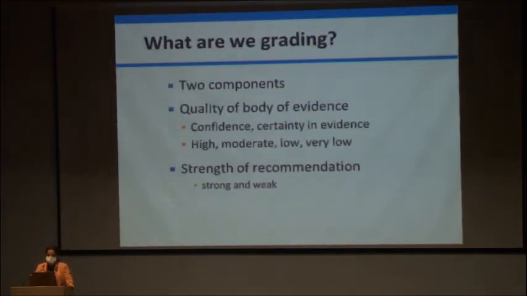So what are we grading? There are two components. The first is the quality of the body of evidence, and there's a discrete categorization here. There are 4 categories: high, moderate, low, and very low. And the second thing is a simple binary system. That's the strength of the recommendation. So that's just either strong or weak.